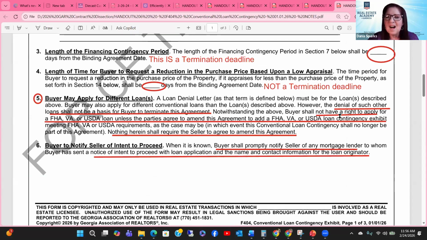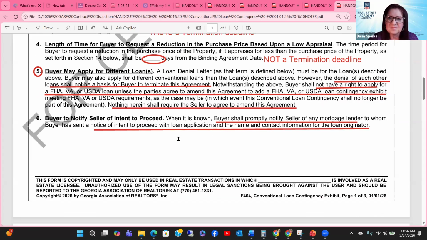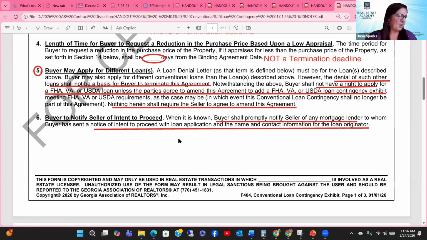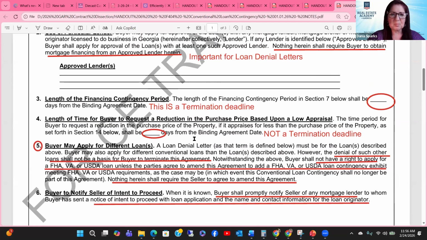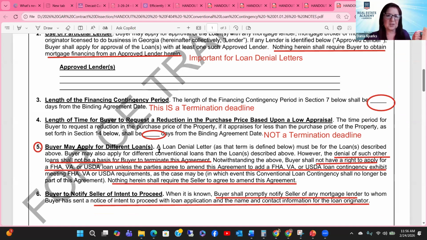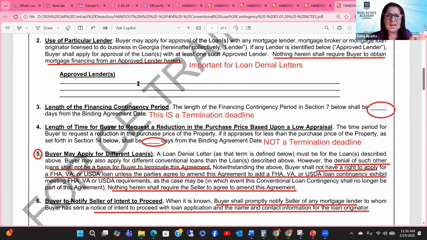Additionally, buyer does not have the right to apply for an FHA, VA, or USDA loan unless the parties agree via amendment to add in the FHA, VA, or USDA loan contingency exhibit and remove this conventional. And a seller doesn't have to agree to that. Regardless of whether it's an approved lender up here or another lender, this can be blank is what I'm telling you. You do not need to fill this in. This can be blank.